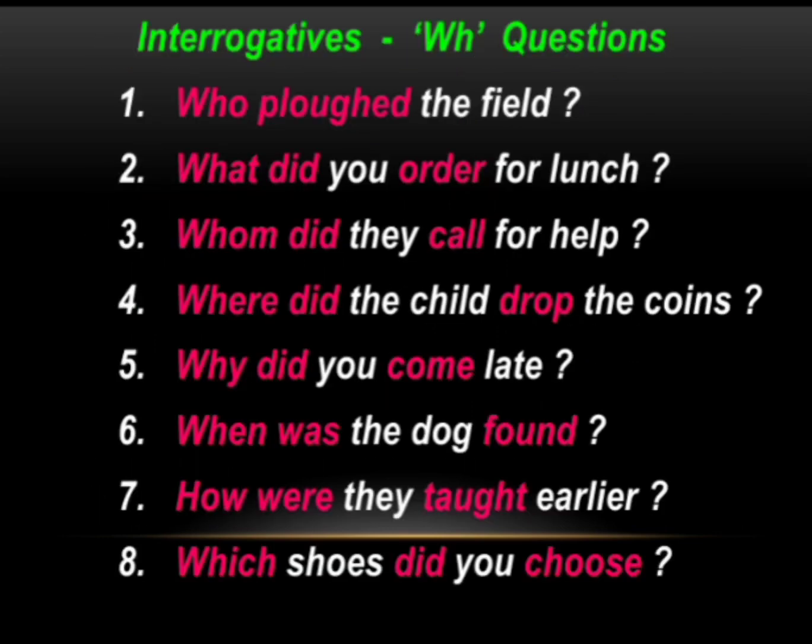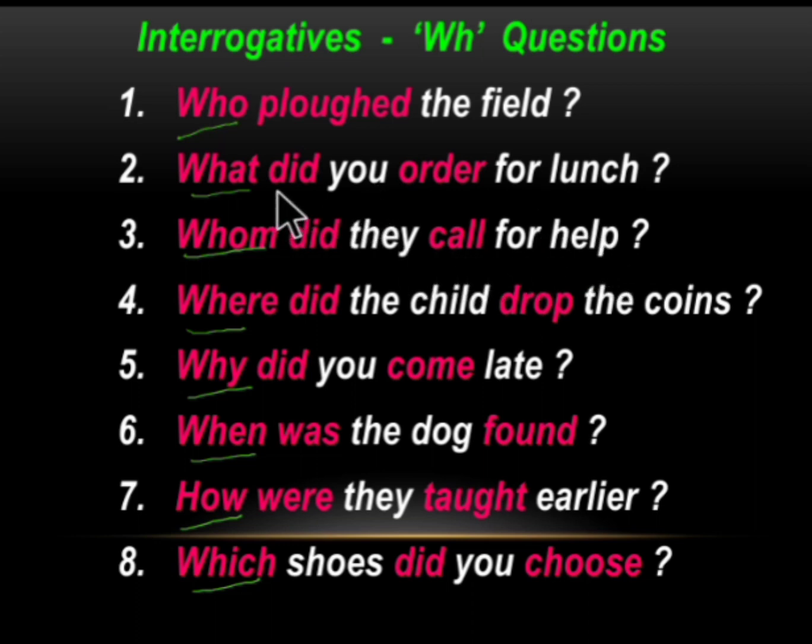Next, let us see the interrogatives which are formed with the WH questions. So the WH question words are who, what, whom, where, why, when, how, which. All these are WH questions. Who plowed the field? So we get a different answer which is not a yes or no reply. What did you order for lunch? Whom did they call for help?